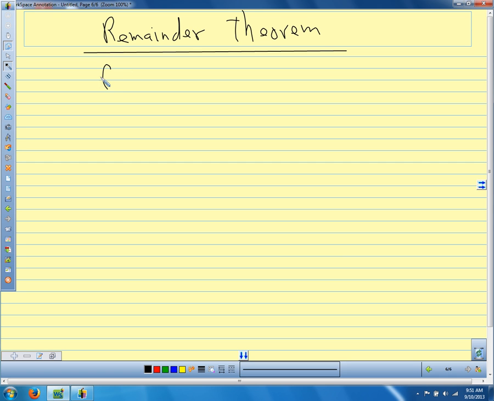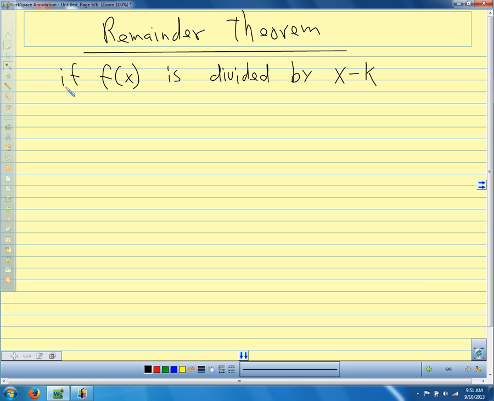So f of x is a polynomial, and we are dividing by x minus k, so x minus some number k. I'm going to say, if f of x is divided by x minus k, the remainder is f of k.